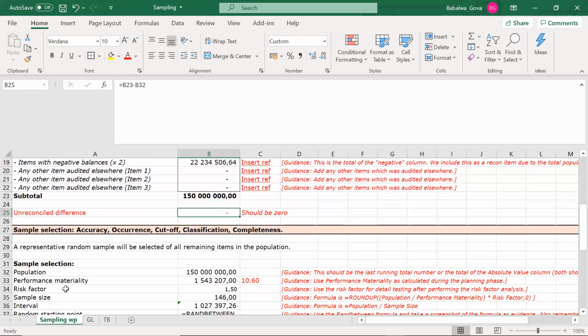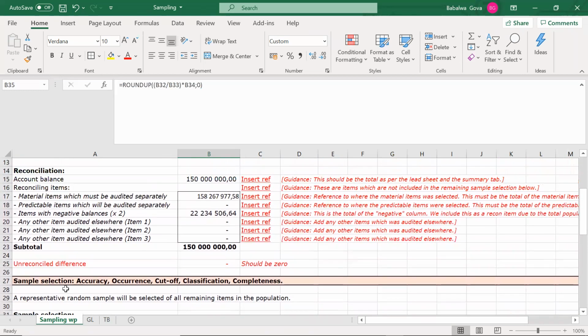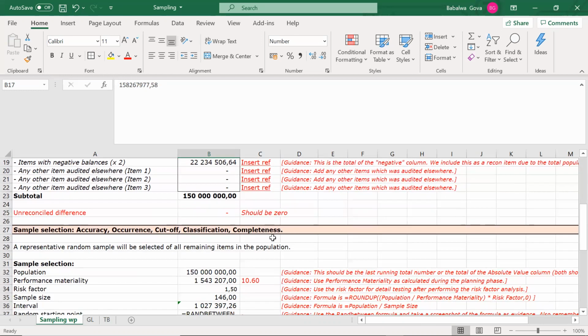So the sample size that I have calculated here is 146. This sample size of 146 are the sampling items that I need to select from my population, outside of the items that make up my 158 million. So I need to select specifically the 158 million has to be tested. All the items making up the 158 million have to be tested. My credit balance of 22 million have to be tested. And additionally, I need to test the sample on the remaining population, which will be items of 146.